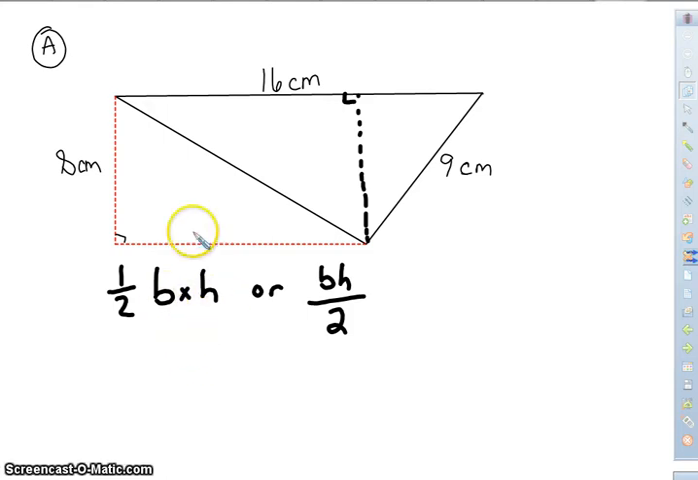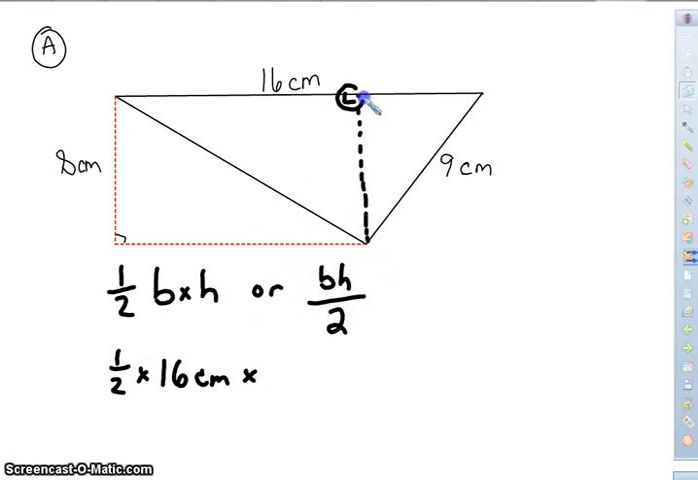Well, again, as we mentioned, the base is always going to be whatever that distance is from the length, the bottom. It's the longest distance is going to be your base. So we get 16 centimeters, taking it times half, times what is my height? Well, it's how tall this is.